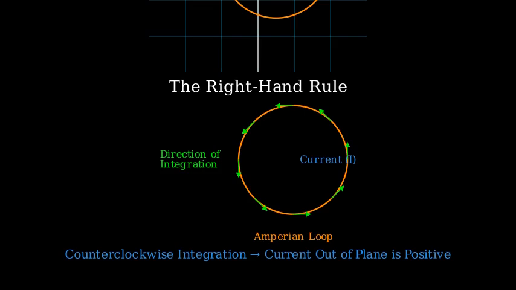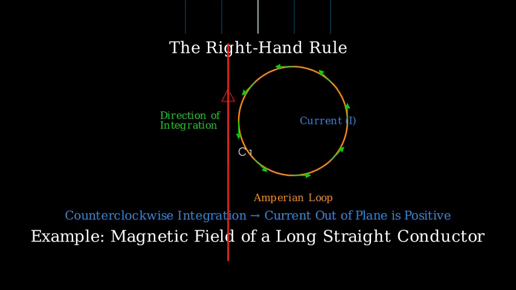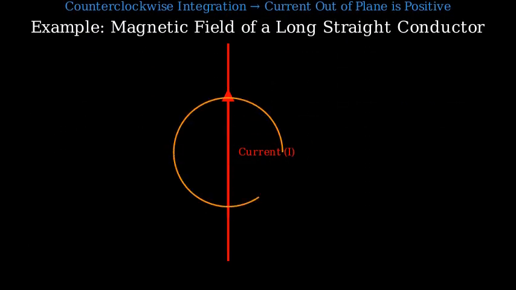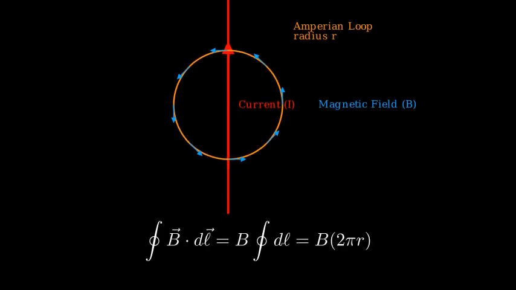Now, let's apply Ampere's law to find the magnetic field of a long straight conductor. Consider a long straight wire carrying a current I. We choose a circular Amperian loop of radius r centered on the wire. By symmetry, the magnitude of the magnetic field, B, is constant everywhere on this loop and is tangent to it. This means our line integral simplifies to B times the circumference of the circle. So the integral of B dot dl equals B times 2 pi r.